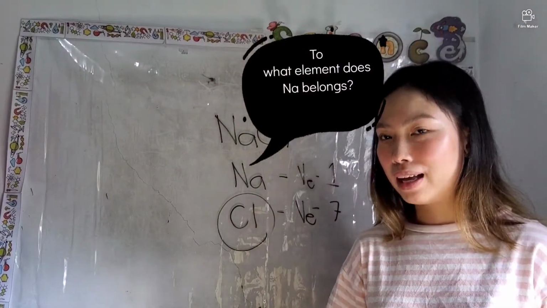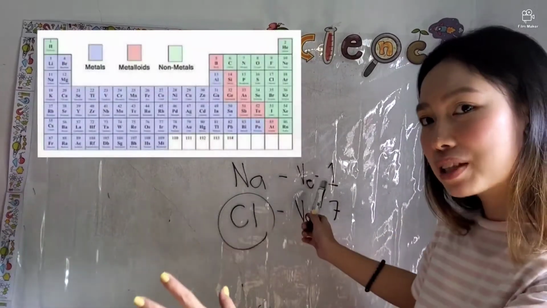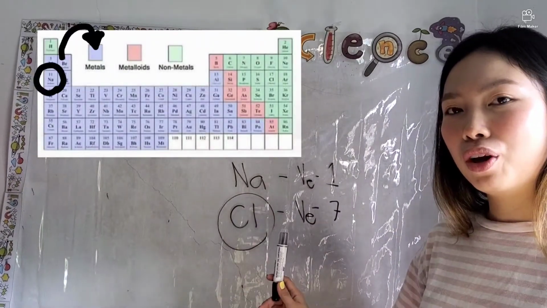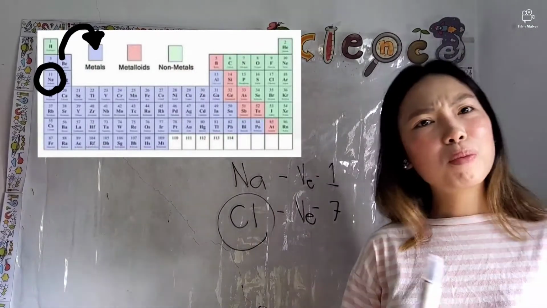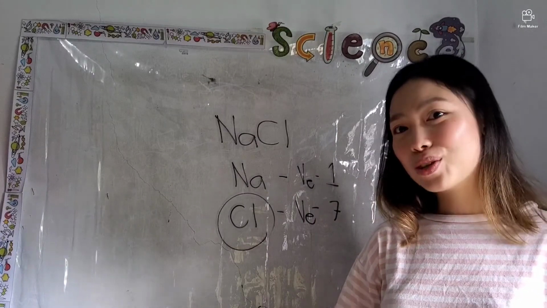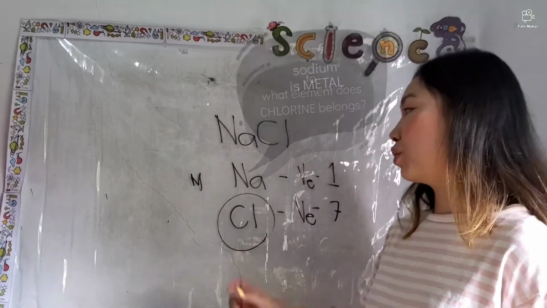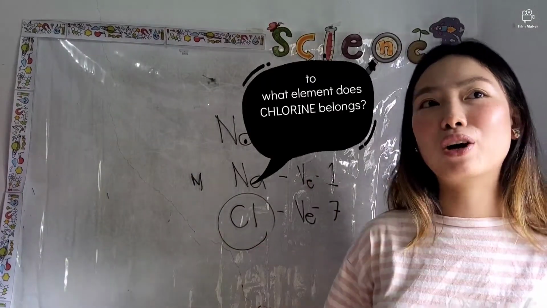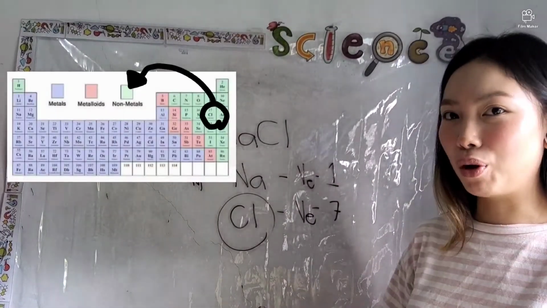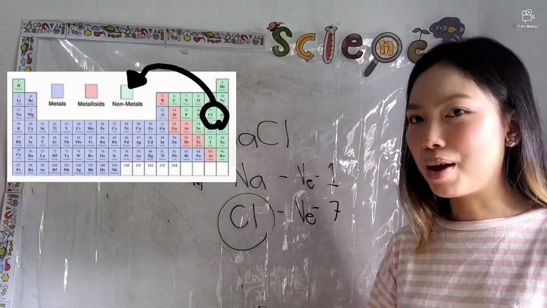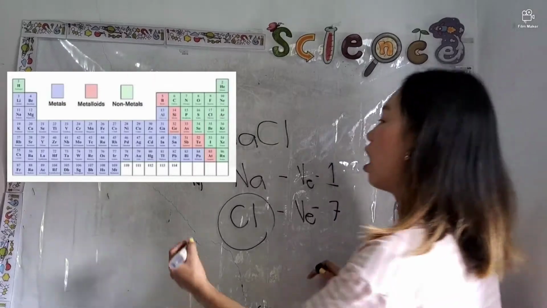Anong element ba si sodium? Since sodium is found on the left side of the periodic table, so anong klaseng element siya? Metal, non-metal, or metalloid? So, sodium is metal. How about chlorine? Anong klaseng element ba ang chlorine? Since chlorine is found on the right side of the periodic table on group 7, is it metal, non-metal, or metalloid? So, it is a non-metal.